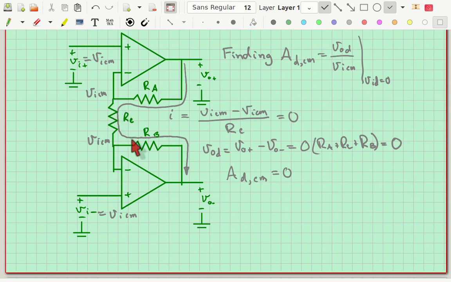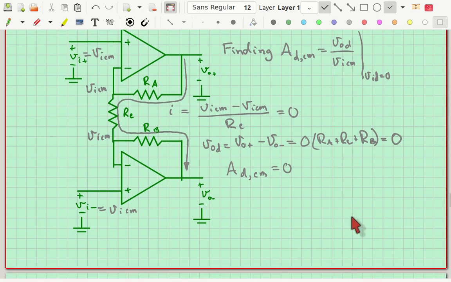If 0 current is going through RC, then I've got essentially 0 difference in the output voltage, V out plus minus V out minus, because I've got 0 times RA plus RC plus RB, and so I've got 0 output voltage here, which means the gain is going to be 0. So AD comma CM is 0. That's something I really like.